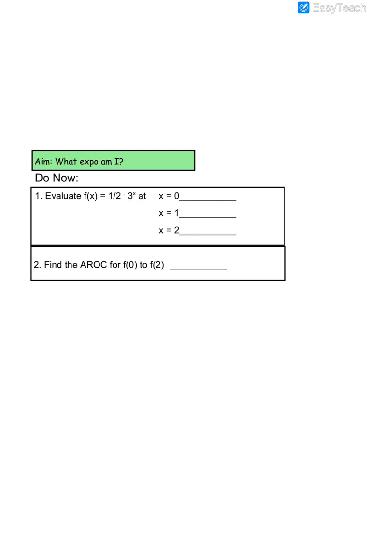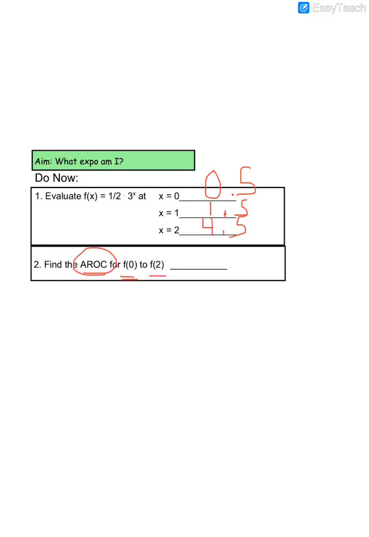And I'm looking for x equals 0. So for x equals 0, I got 0.5. And at x equals 1, it says 1.5. And then at x equals 2, it says 4.5. Now it says find AROC. AROC stands for average rate of change from f of 0 to f of 2.